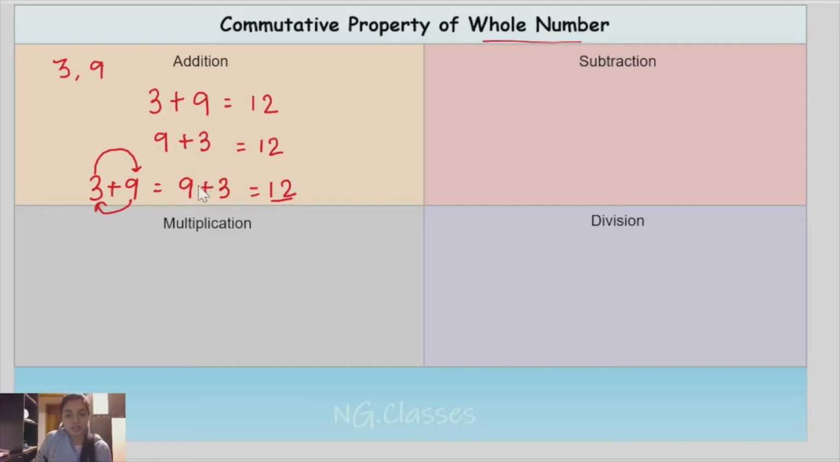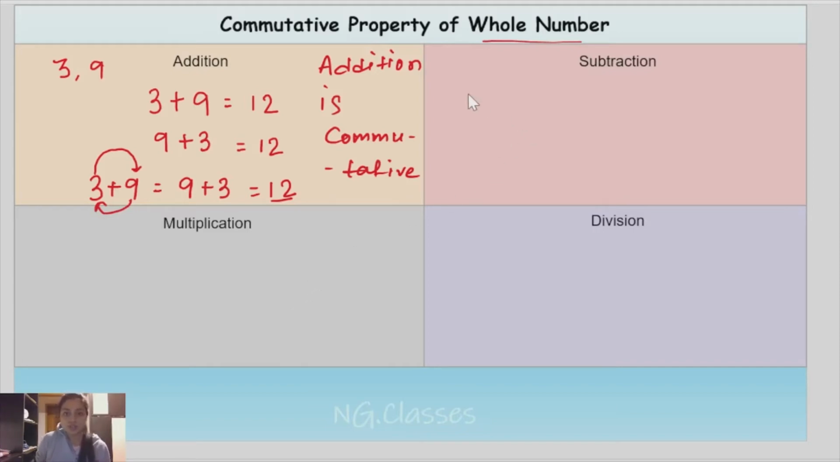When the left number is commuting to the right's place and right one is commuting to left's place, if such thing is happening and at last you are getting the same answer, then we can say addition is commutative for whole number. If I will not get the same answer, then I can say it's not commutative. If I am not getting it for subtraction, I can say subtraction is not commutative.